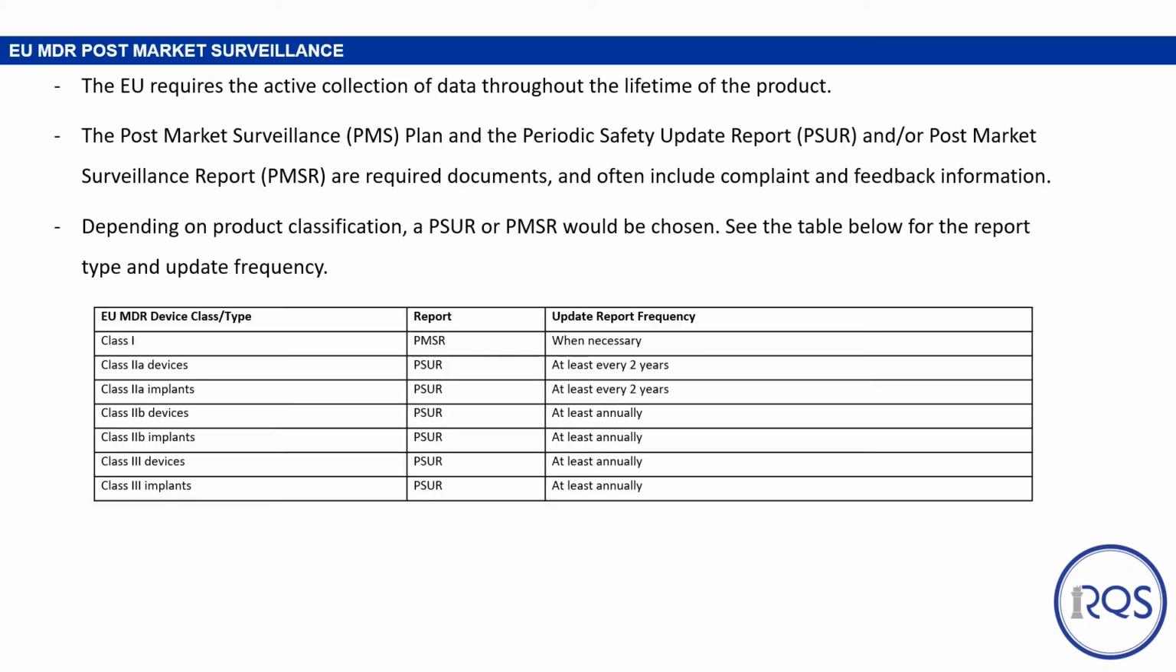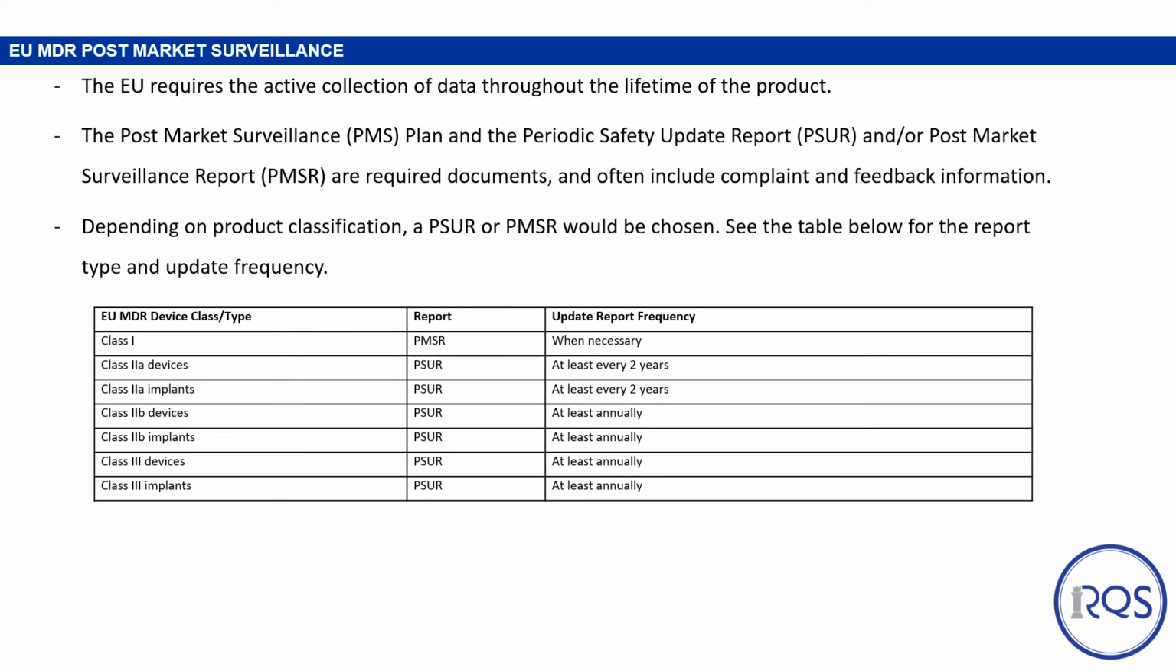The EU requires the active collection of data throughout the lifetime of a product, as mentioned earlier. The Post-Market Surveillance Plan, or PMS plan, and the Periodic Safety Update Report, or PSUR, and/or the Post-Market Surveillance Report, or PMSR, are required documents and often include complaint and feedback information. Depending on the product classification, a PSUR or PMSR would be chosen. The table below lists the type of reports and the update frequency, depending on the device classification.